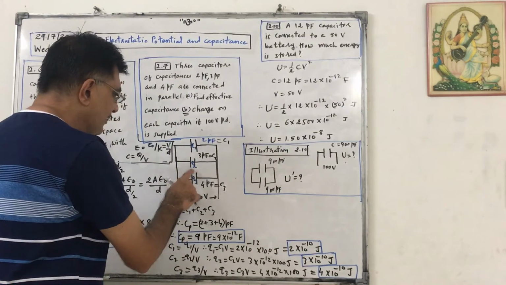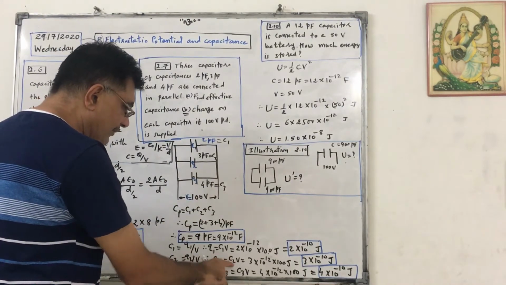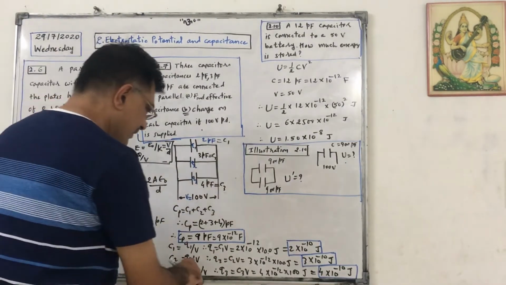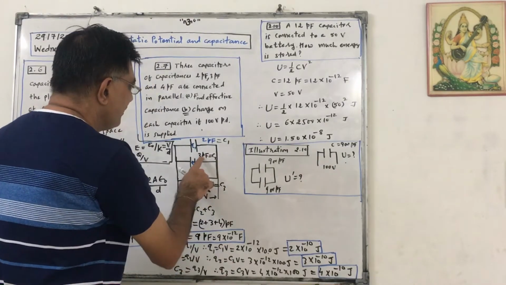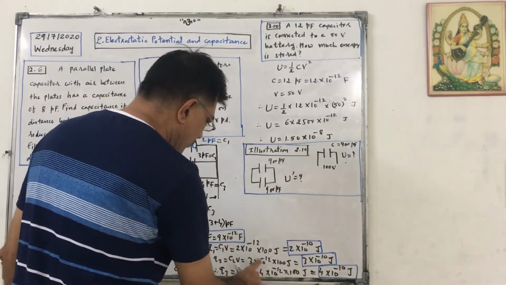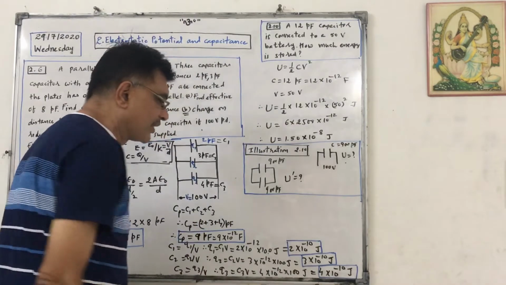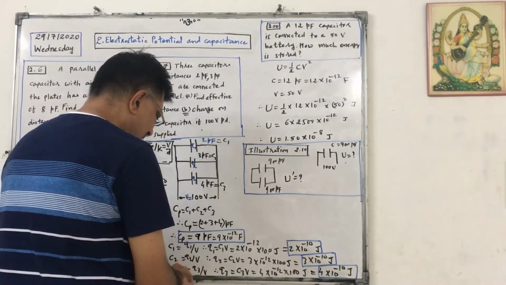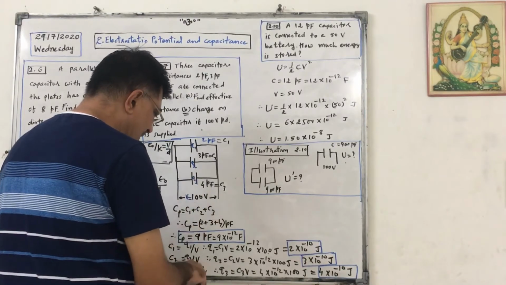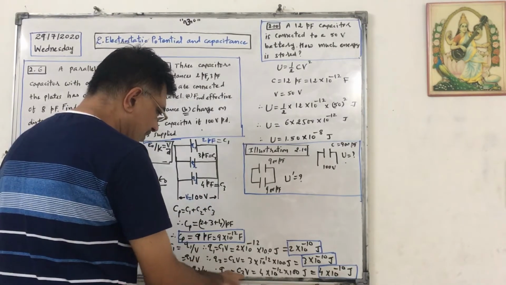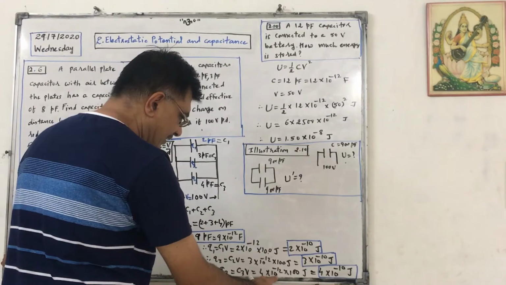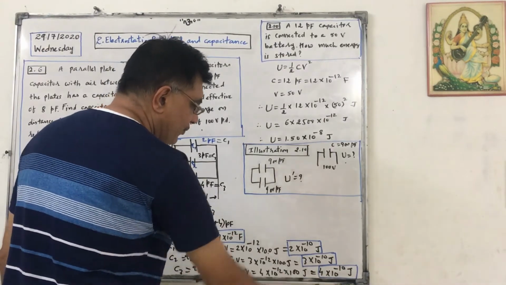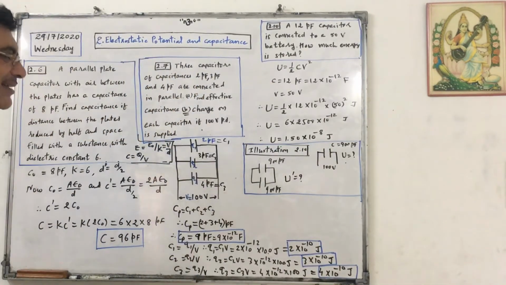Similarly, C2 will be equal to Q2 upon V, so Q2 will be equal to C2V, that is C2 is 3 picofarad, so 3 into 10 raised to minus 12 into V is 100, so it is 3 into 10 raised to minus 10 coulomb. Then C3 equals Q3 by V, so Q3 will be equal to C3V, that is 4 into 10 raised to minus 12 into 100, that is 4 into 10 raised to minus 10 coulomb.